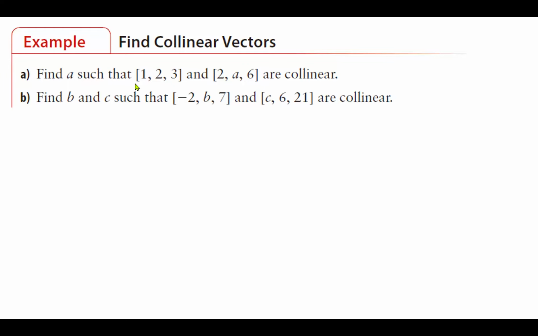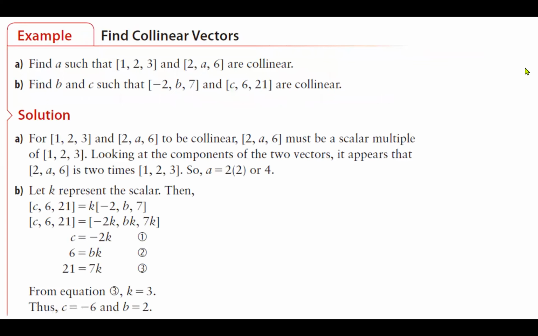Okay, have you finished? Let's have a look at the solution together. Question A: for vectors (1, 2, 3) and (2, a, 6) to be collinear, (2, a, 6) must be a scalar multiple of (1, 2, 3), right? Looking at components of the two vectors, it appears that (2, a, 6) is 2 times (1, 2, 3). So we know a should be 2 times 2, or 4.